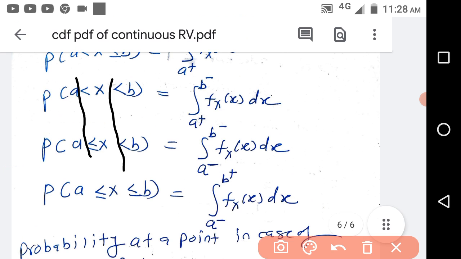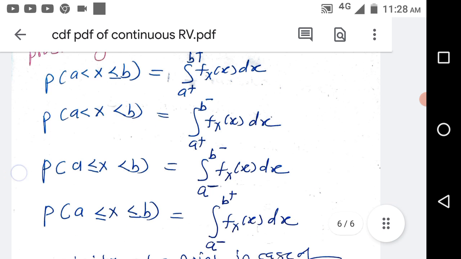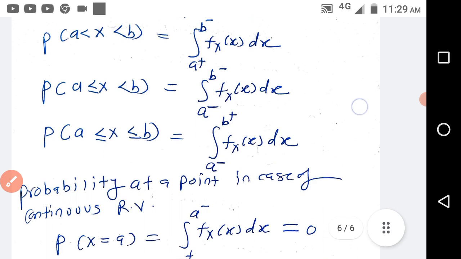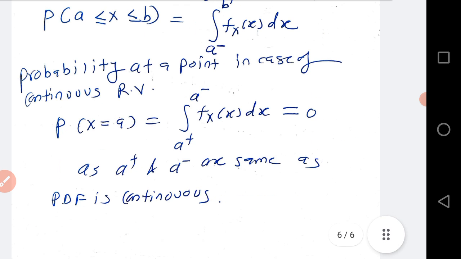That means you have to compare this. If at b there is equality, then b plus, and at a if there is inequality, then a plus. If the reverse is there, you make it a minus and b minus. For example, here equality is there, so b plus. Here equality is there, so a minus, because at a you required inequality. So these are the formulas, and let us find the probability at a point.